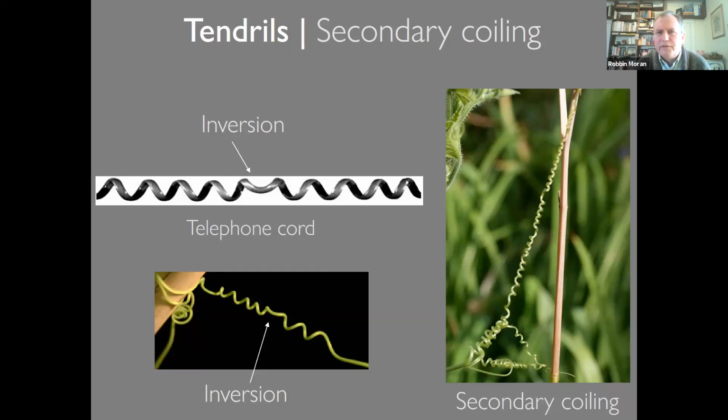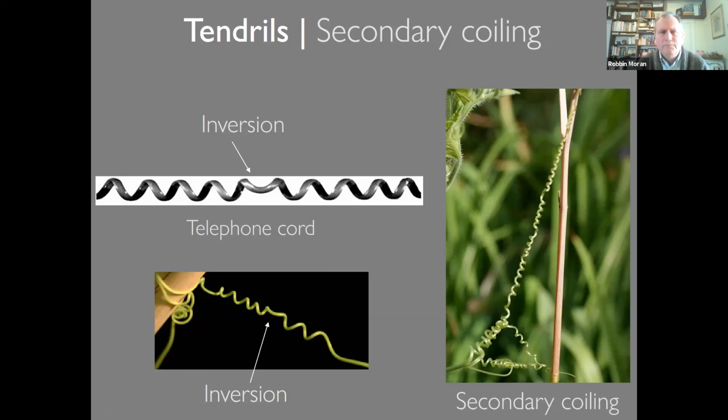Another interesting thing that Darwin talks about, and you can see it here, is something called an inversion point. That's where the secondary coiling on the tendril changes its direction from clockwise to counterclockwise. And Darwin pointed out that you always have an even number of these inversion points. These inversion points apparently relieve the strain on the tendril, and if they didn't occur, these tendrils would rupture from the strain.